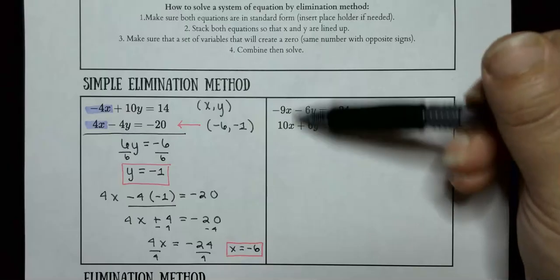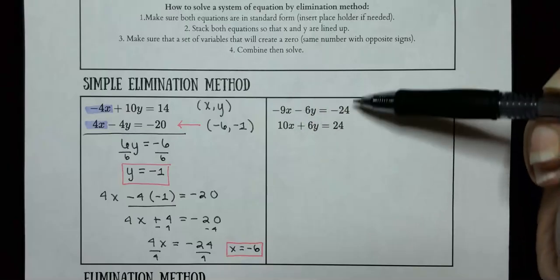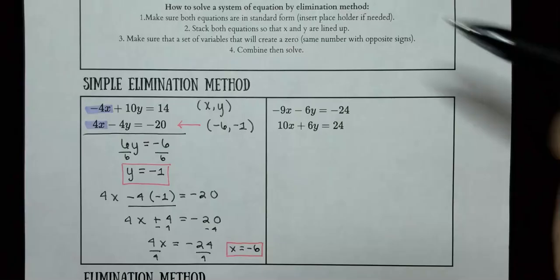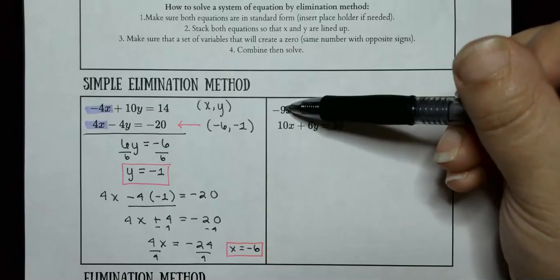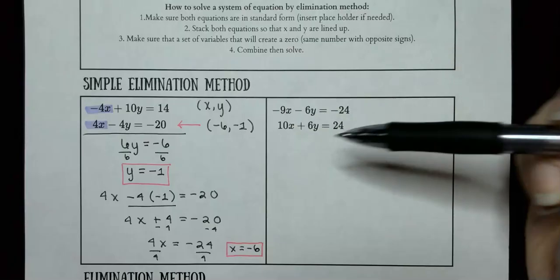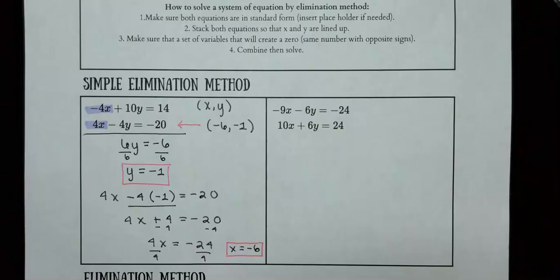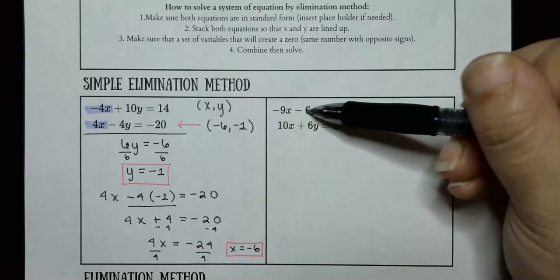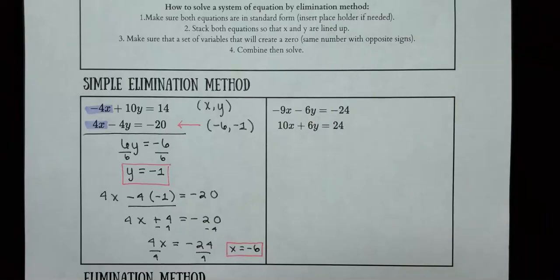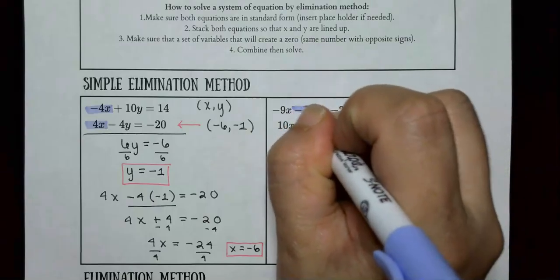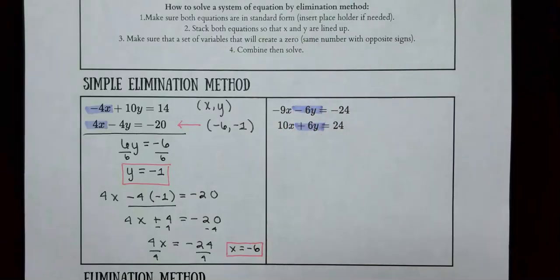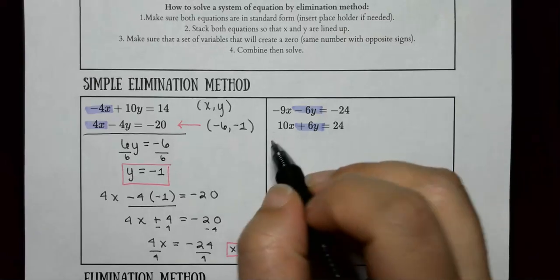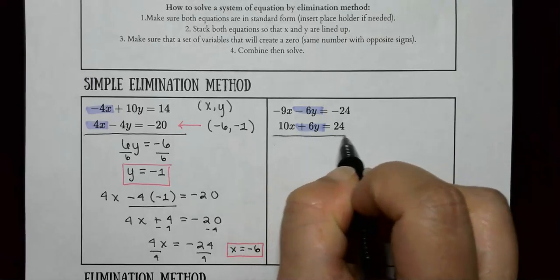All right, so if we look at the second example here, you're going to notice that once again, our x's are lined up, our y's are lined up, and so are our constants. But this time when I look at my two x's, I have this negative 9 and this positive 10. That will not create a 0. But look at your y's. You have a negative 6 and a positive 6. So we know that they're the same number, opposite signs. They are going to create a 0. So I'm going to highlight those so you can see that that's where our 0 is going to happen. That's where the elimination is going to take place.